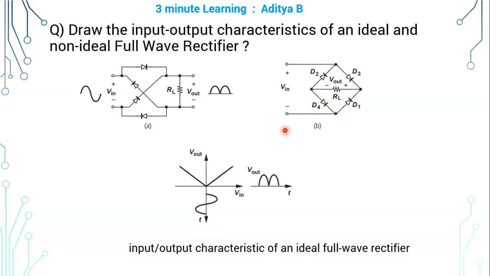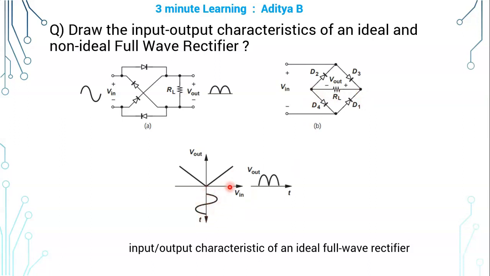The second tip is, Vin is positive at this point, negative here. Likewise, the positive and negative terminals of Vout, the polarity of Vout, is also important. Vout positive is here, negative is here. So this is the input-output characteristics.